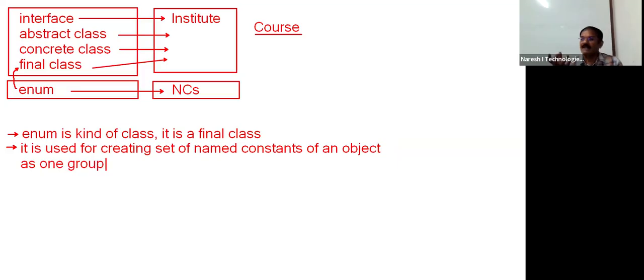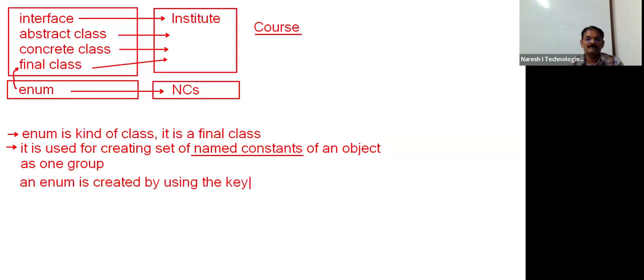Generally, group means what? Array. But an array is a set of values. I don't want values, I want names. Those names, if you want, then you have to use what? Enum. Then what is the syntax for creating an enum? An enum is created by using the keyword what? By using the keyword enum.